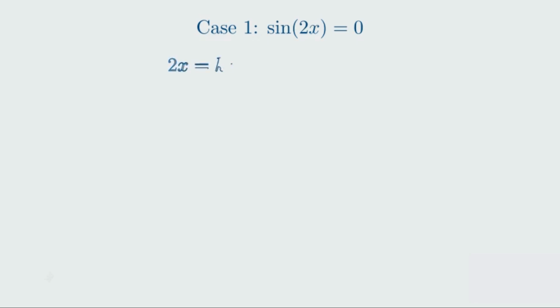So, the argument of our sine function, which is 2x, must be equal to k times pi, where k is an integer. This is a very common mistake students make. They forget that the argument is 2x and just try to solve for x directly. Remember, you're solving for the entire argument first.